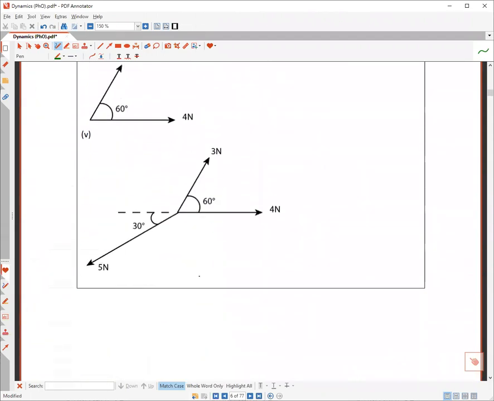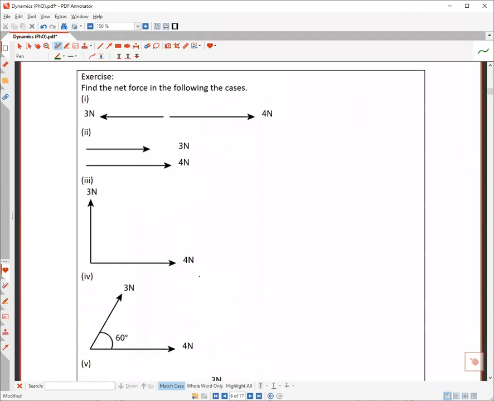This is on page 6, and we are going to find the net force of the following cases. Newton is a unit of force. I didn't write it down before. So Newton is a unit of force. For the first one, I think obviously you know the net force should be 1 Newton. Okay, you add these two together.